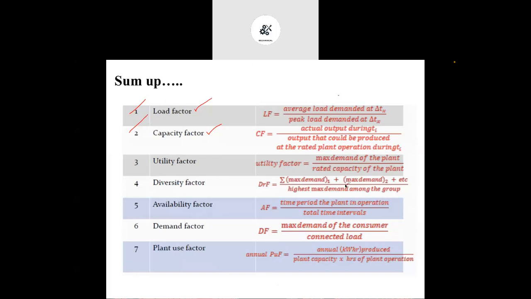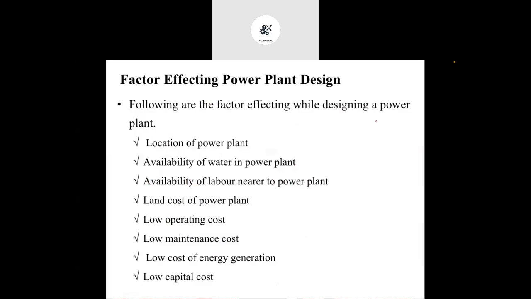So these are the different factors we saw for a particular power plant. All these factors have values between 0 and 1, except the diversity factor. Diversity factor always has a value greater than 1. That is the difference between these factors.